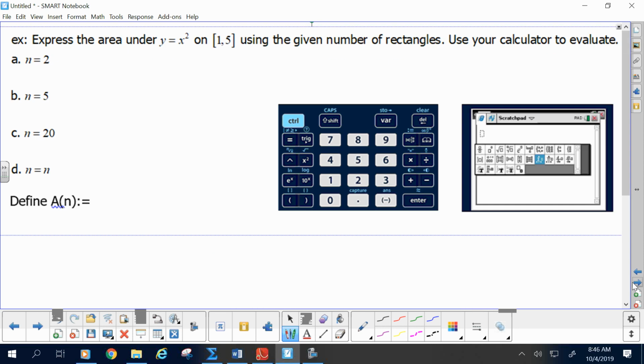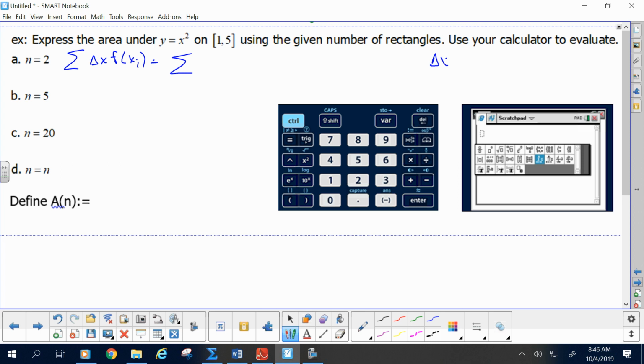So if I said express the area under y equals x squared on 1 to 5 using the given number of rectangles, use your calculator to evaluate, then let's go with finding this idea and bypassing the expanded form because of summation. Not because it would be hard to write 2, but because we're about to write 20. I don't want to write 20. You follow?